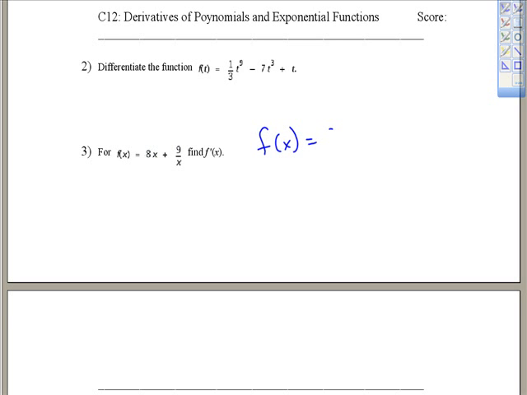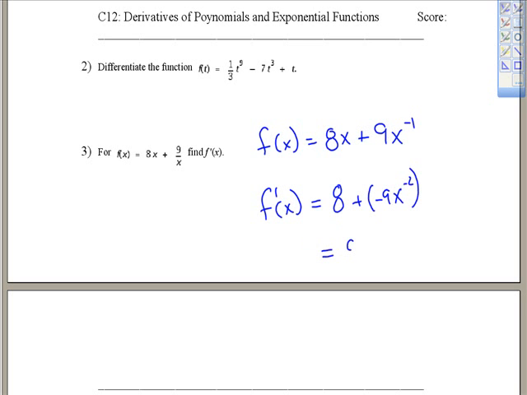Okay, for number 3, I'm going to rewrite this function just a little bit. f of x is equal to 8x plus, instead of 9 over x, I'm going to write that as 9x to the negative 1. That'll just make it a little easier for me to find the derivative. The derivative of 8x is just 8. The derivative of 9x to the negative 1 should be negative 1 times 9, which is negative 9, x to the negative 2.